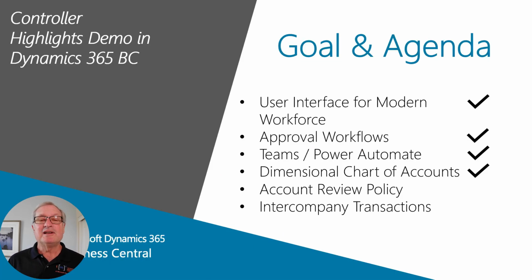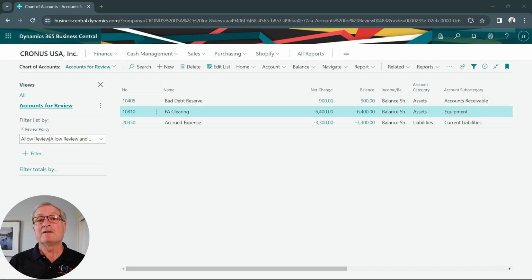Business Central also allows me to set up an account review policy, so I can review specific accounts before closing to make sure that all the work's done before I issue the financial statements. So let's take a look at that. These are 3 accounts that I've marked for review, which means I'm going to look at these accounts, I'm going to look at the transactions and make sure they're okay before I go ahead and publish my financial statements.